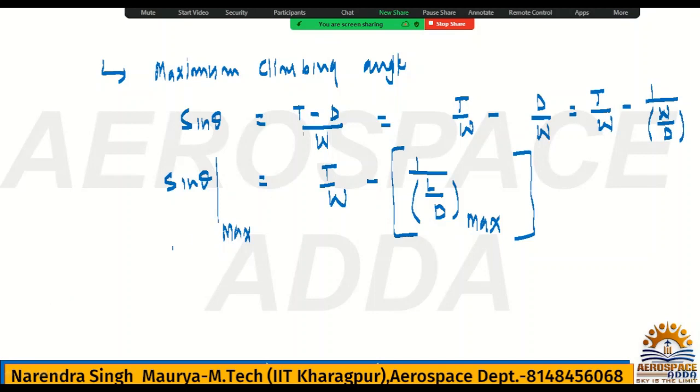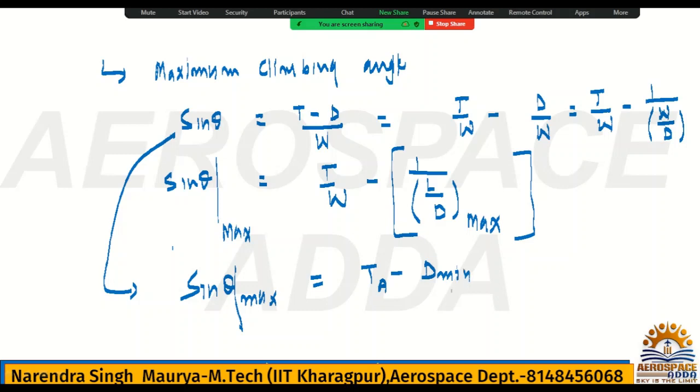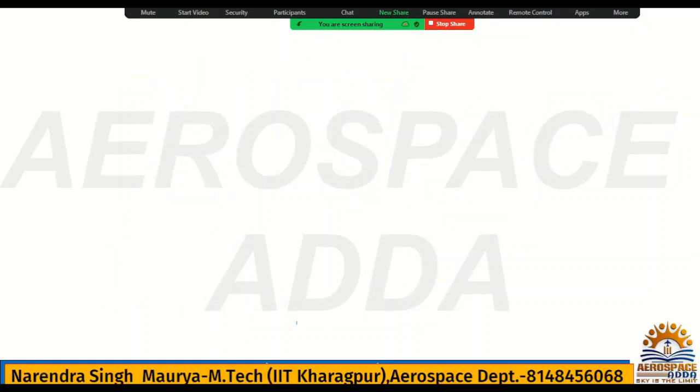So overall idea, otherwise you can understand here also. I told you two options I have. Another is, see, in this way you can understand sine theta max. Sine theta max is nothing but thrust available minus drag, divided by W. So here also, if you want sine theta max or theta max, meaning is same. So you will have theta max equal to sine inverse of (T_A minus D_min) by W.